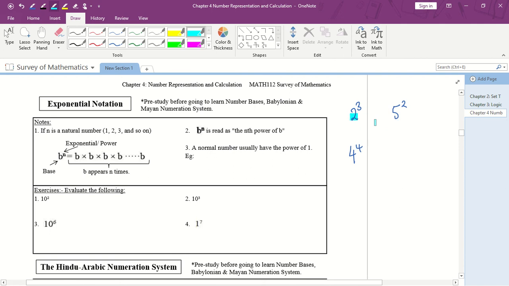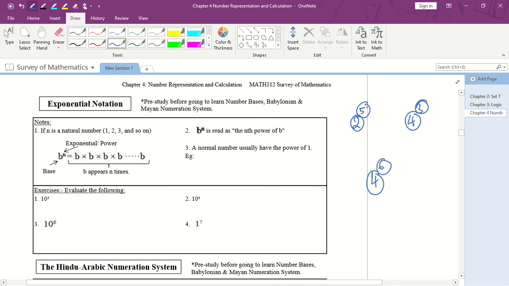Just look at here. The thing on the bottom is the base, and the thing above is what we call the power, or the exponent. Let me show you again: 2 power 5, 4 power of 3, 4 power of 6. This part is what we call the base, and this part is what we call the exponent.